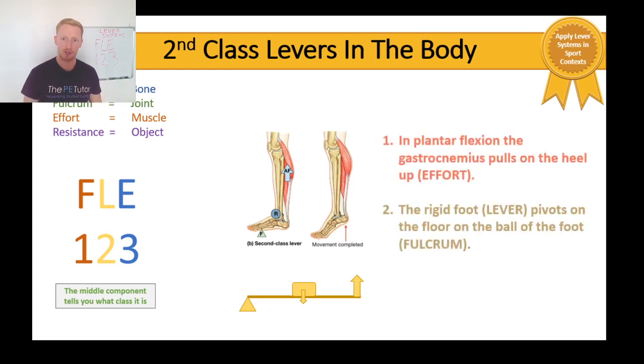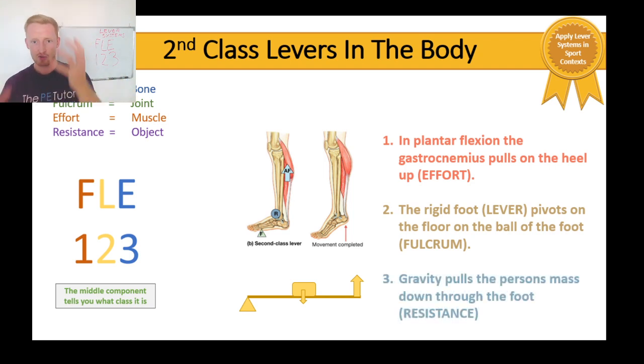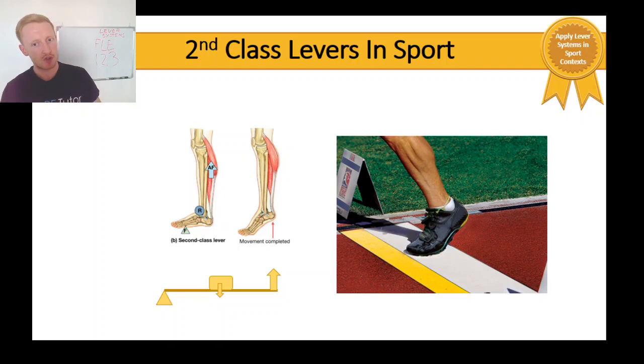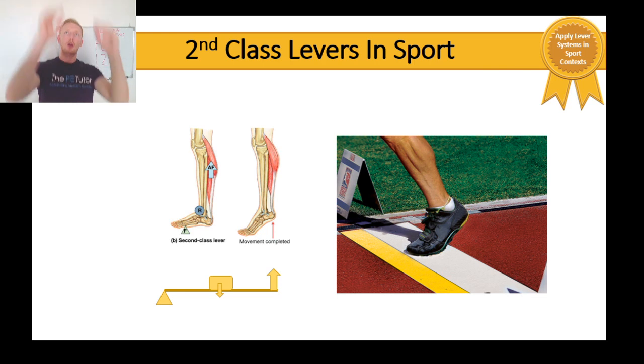So plantar flexion, going onto our tiptoes. Gastrocnemius pulls, that's the effort. The rigid foot, that's the lever. The fulcrum is where the ball of the foot meets the floor, and then gravity acting on the person's mass, creating that weight, is coming down through the center of the foot. Just like in takeoff. This could be triple jump, long jump, jumping to receive a rebound in netball, anything. Whenever we're plantar flexing, we're applying force through the ball of our feet to try and move ourselves forward.